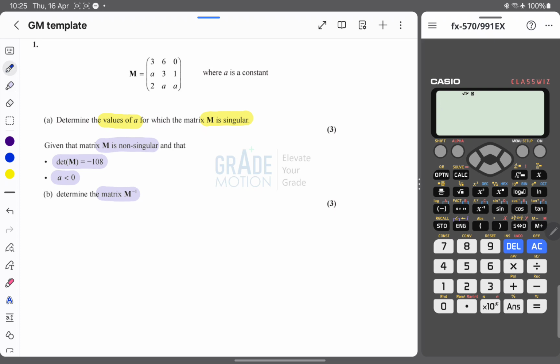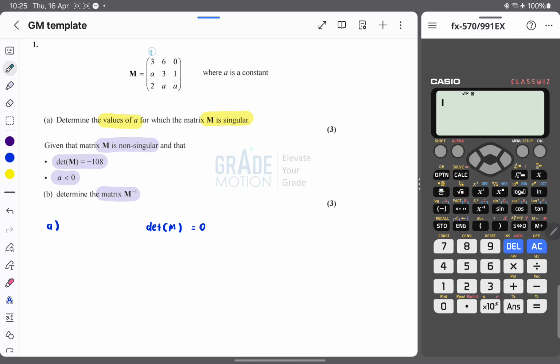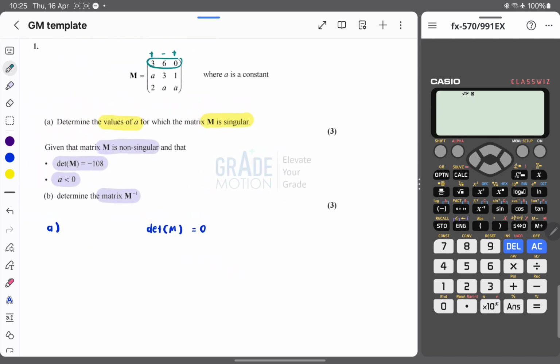Let's first begin with part A. When they say that matrix M is singular, that means determinant of M is equal to 0. How do you find the determinant for a 3 by 3 matrix? The first step would be to write plus, minus, plus to our first row. Let's write that here. So we have plus 3, give it a bit of space. Minus 6, give it a bit of space. Plus 0.